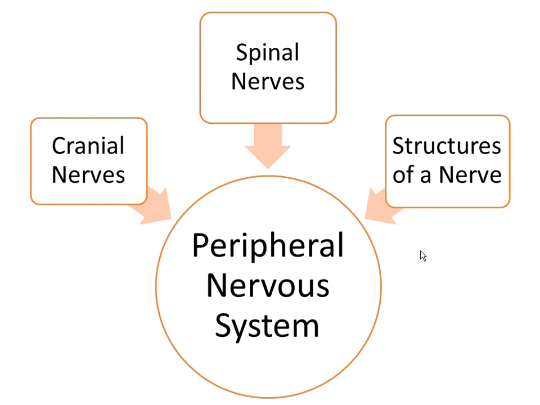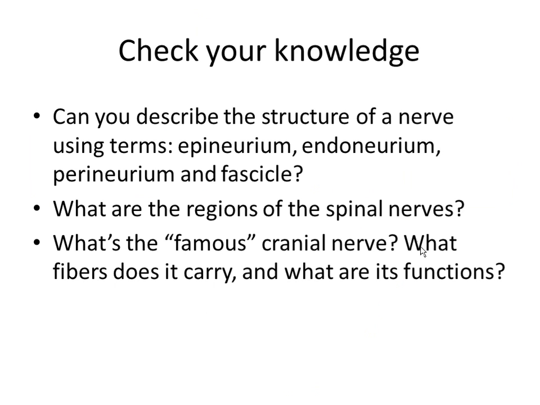In the world of the peripheral nervous system, we talked about cranial nerves, spinal nerves, and the structures of a nerve. So can you describe the structure of a nerve using the terms epineurium, endoneurium, perineurium, and fascicle? Do you understand that the fascicle is a bundle of cells, and these 3 things listed here are tissues? Do you know the regions of the spinal nerves? Guess what? It's the same as the vertebral column. Cervical, thoracic, lumbar, sacral, coccygeal. We talked a lot about the cranial nerves, but there's one cranial nerve that's famous. It carries parasympathetic fibers. It is sensitive.